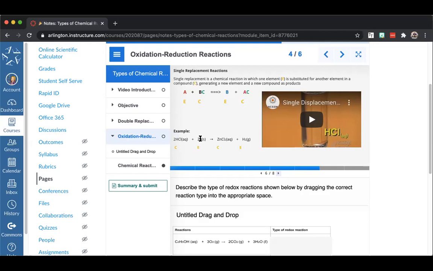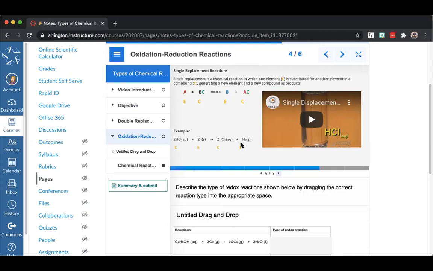What's going to happen, and we're going to go into more detail on this next time when we look at the activity series, because sometimes some metals are not strong enough to replace the one in the compound. In that case, no reaction happens. But in this example, it is happening. So zinc is going to kick out hydrogen, and now zinc is paired up with the chlorine in the compound, and hydrogen's by itself. It's in its elemental form.